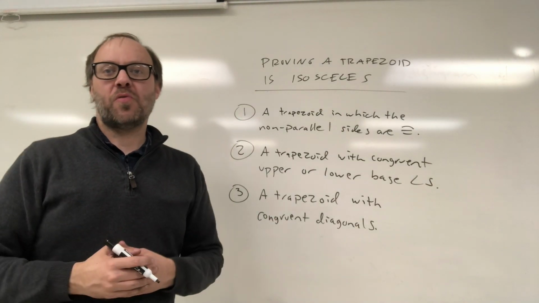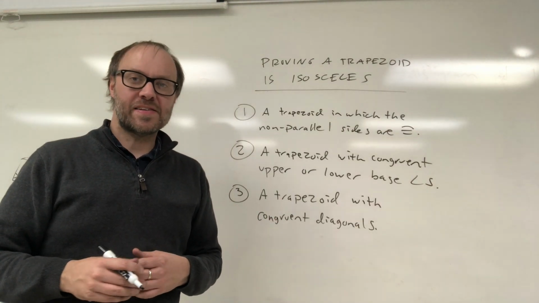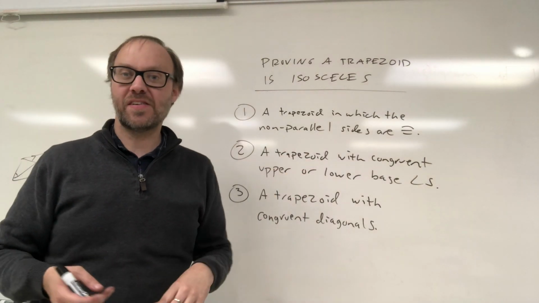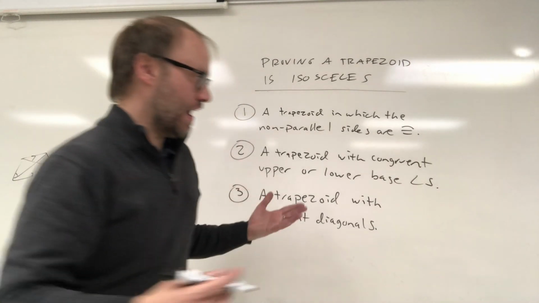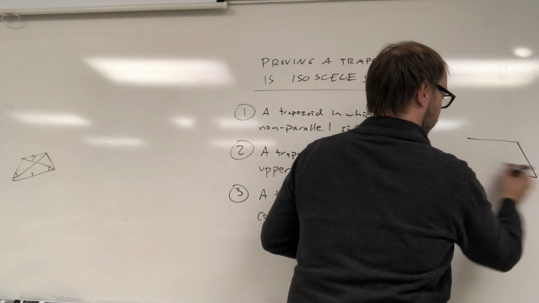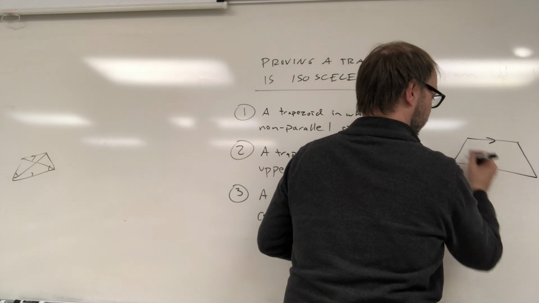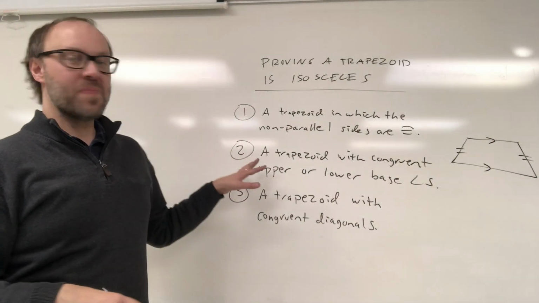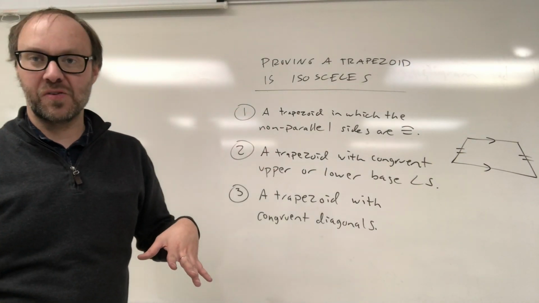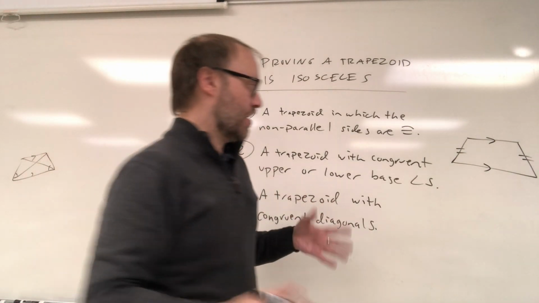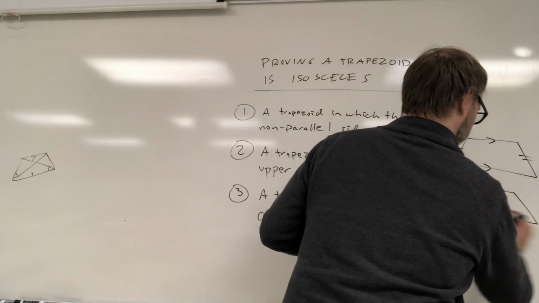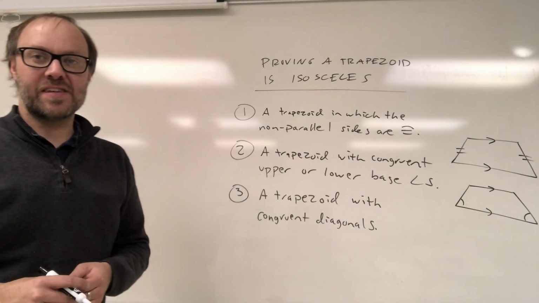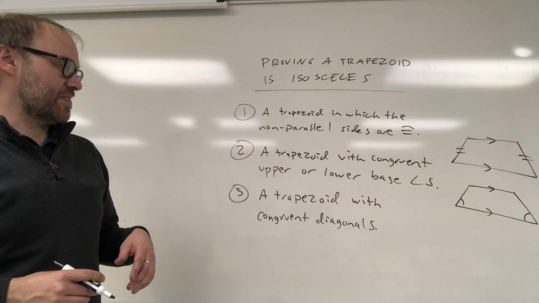Finally, I've got a couple of simple rules for proving that a trapezoid is isosceles. First of all, basic definition, if the non-parallel sides of a trapezoid are congruent, you have an isosceles trapezoid. That's probably the most basic one. Also, if you can show that the upper base angles or the lower base angles of a trapezoid are congruent, you have an isosceles trapezoid. So maybe something kind of like that. That's enough information to say that your trapezoid is isosceles.